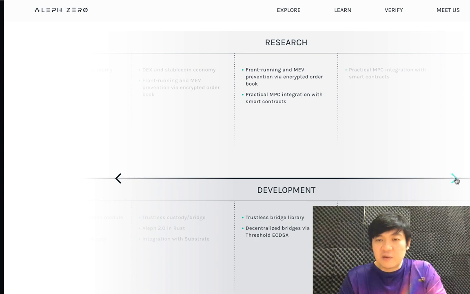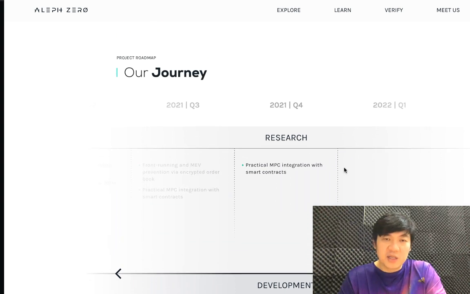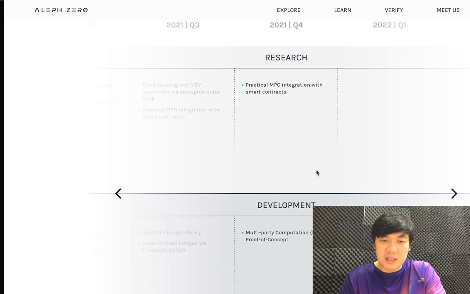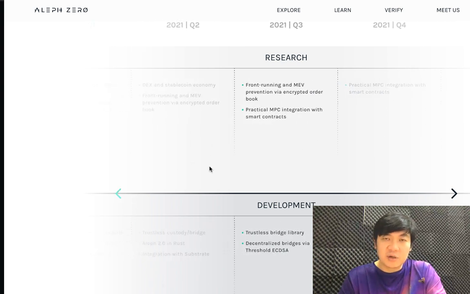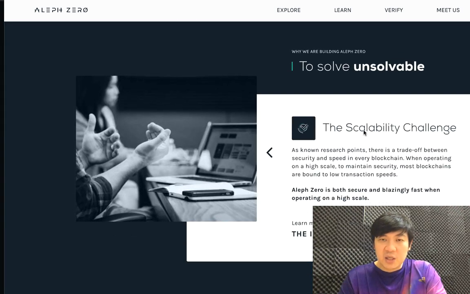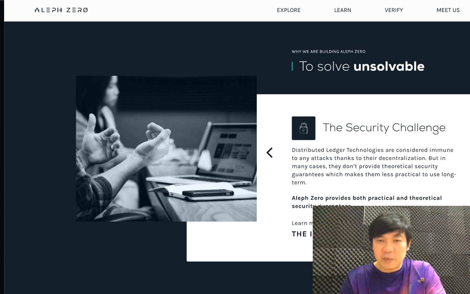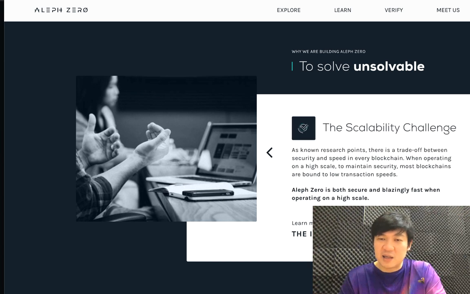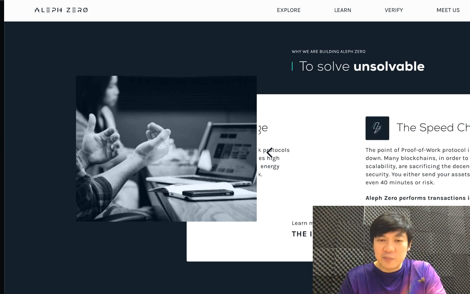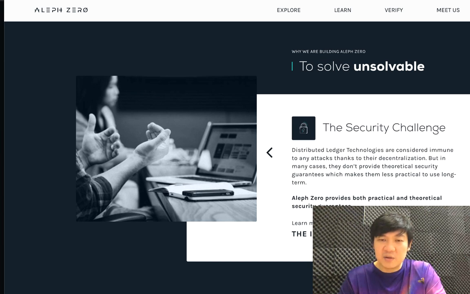So I'm not sure exactly the launch date, but I would assume that it would launch possibly third quarter or fourth quarter this year. So do look it up. If you're a fan of DAG-based protocol, but also a fan of Polkadot and kind of like Cardano, this is an interesting project that's basically using all of it.